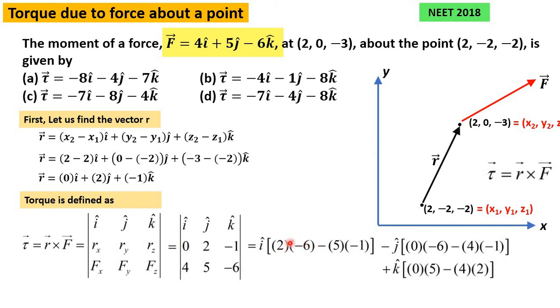So this will be minus 12 and plus 5, that's minus 7. And here this is 0 and plus 4. And lastly, this is 0 and minus 8. Therefore, we can see that option D is the answer of this question.